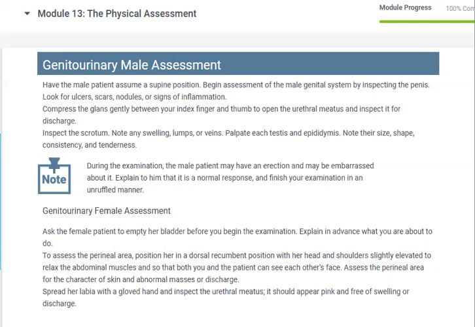During the examination, the male patient may have an erection and may be embarrassed about it. Explain to him that it is a normal response, and finish your examination in an unruffled manner.